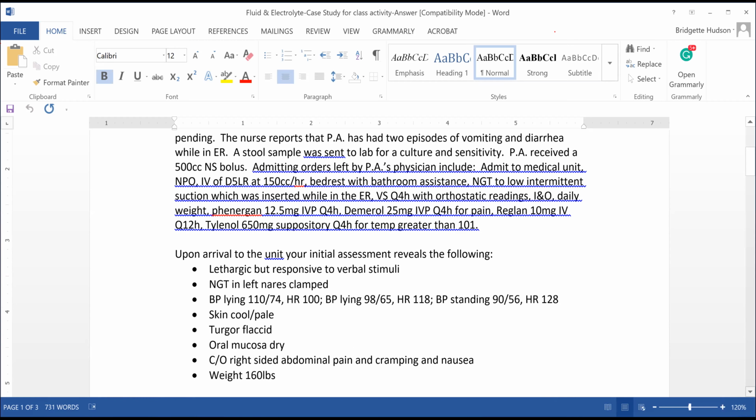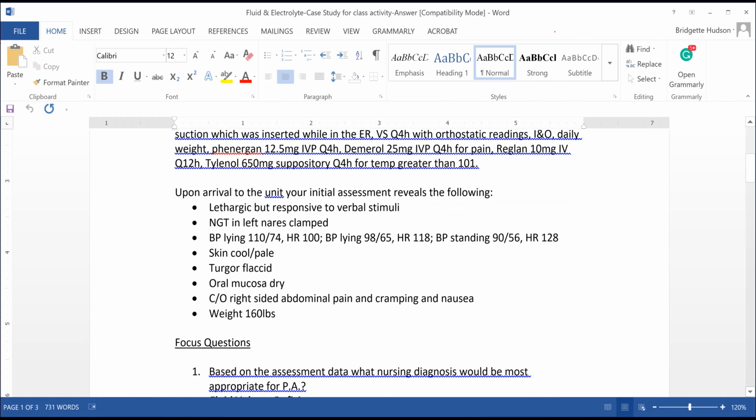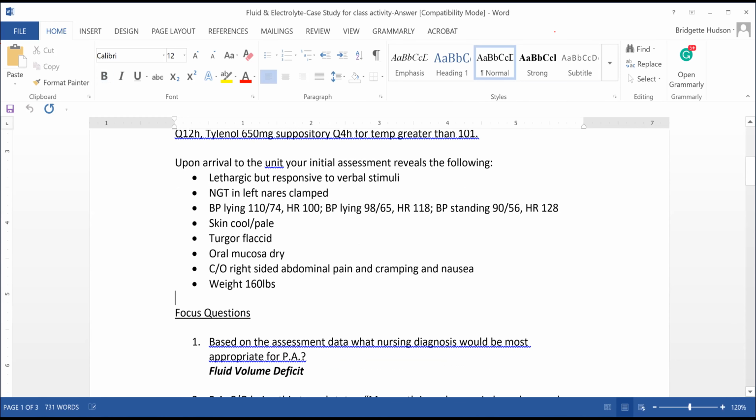All right. So here's our first question. Based on the assessment data, what nursing diagnosis, and this would actually be what patient priority concept are we looking at now? What concept priority would be most appropriate for her? To give her fluids if she's dehydrated. Okay. Fluid and electrolyte imbalance. I would be worried about some electrolytes since she's dumping out, right? Vomiting and diarrhea. Okay. So fluid volume deficit is what we have.